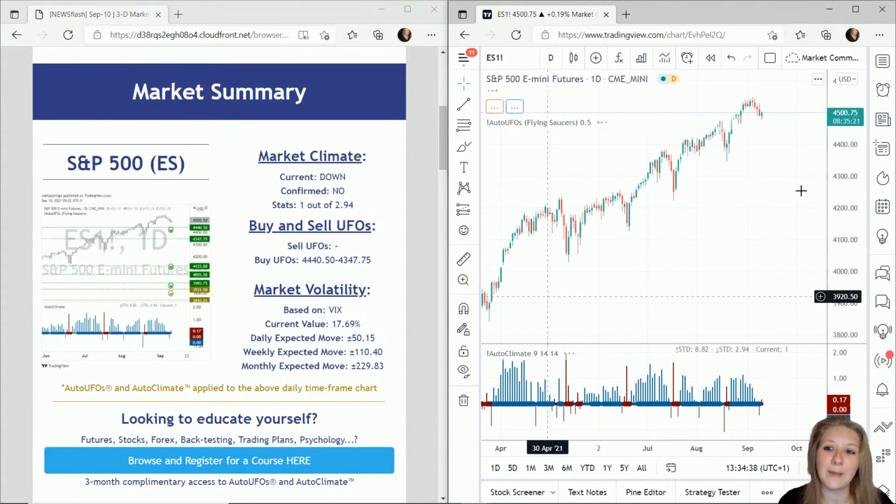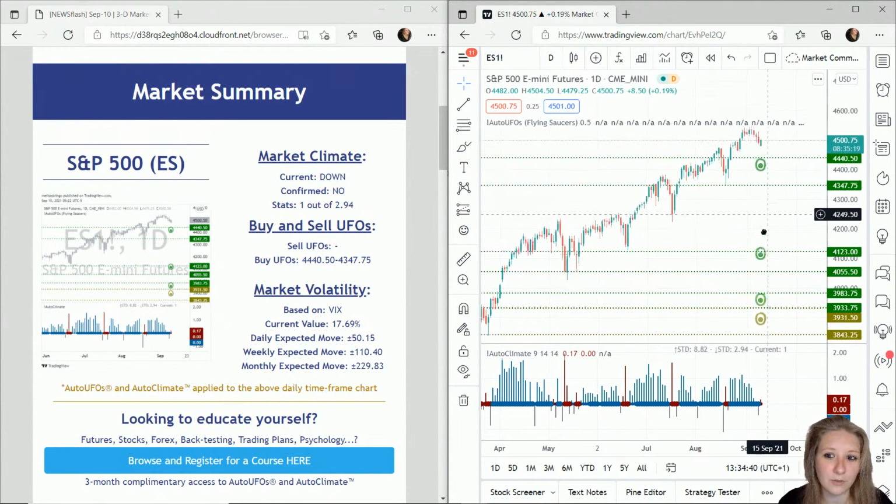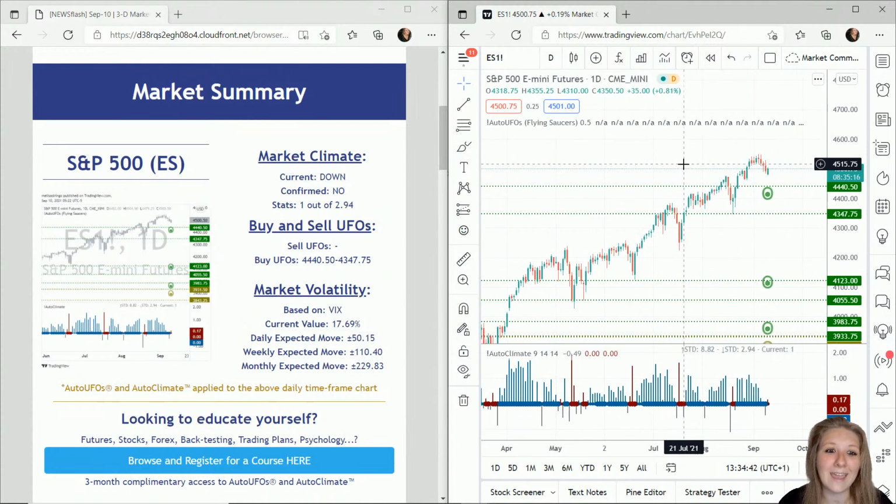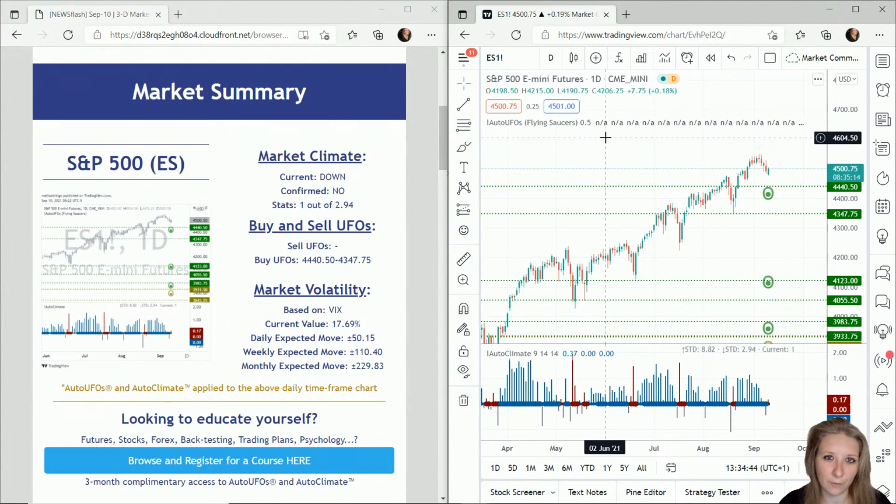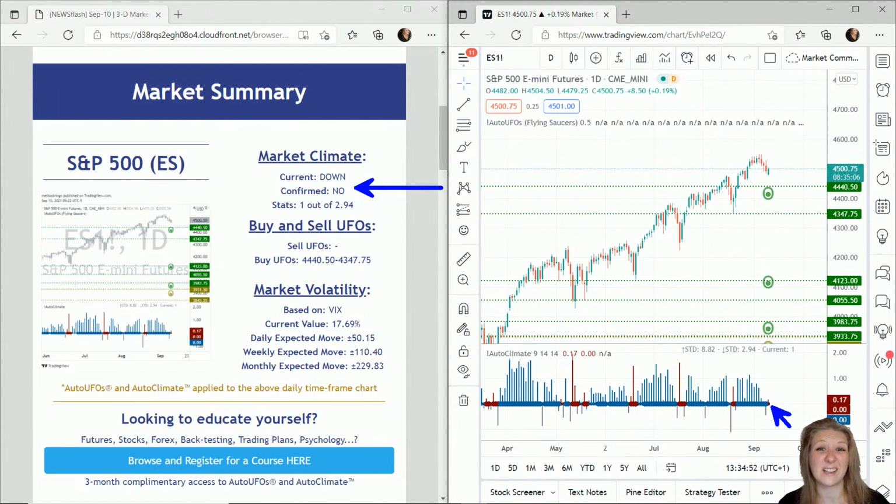Starting with the S&P 500, which is the top 500 US stocks, and we're looking at the ES, which is the futures contract for it. For those of you that don't know what futures are, essentially we are looking at a representation here of the US stock market. Okay, so let's have a quick look here. We have an unconfirmed climate. See, it says confirmed no. Also a little bit hard to see, but that is a thin red dot. Doesn't matter the colour. What matters is that it's thin.